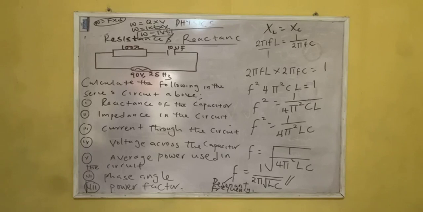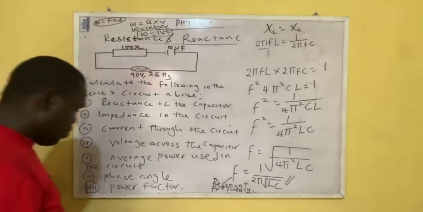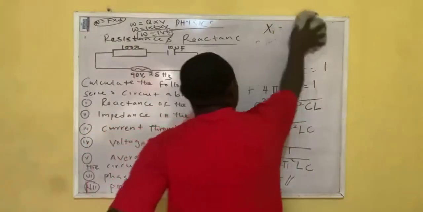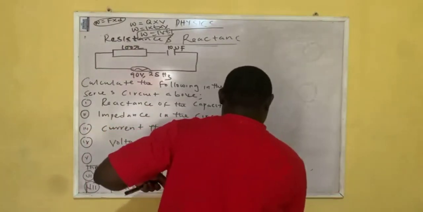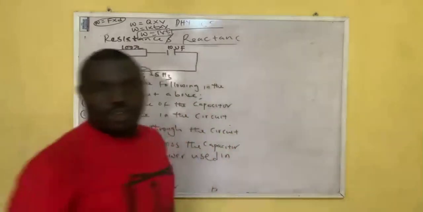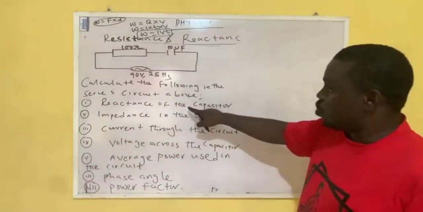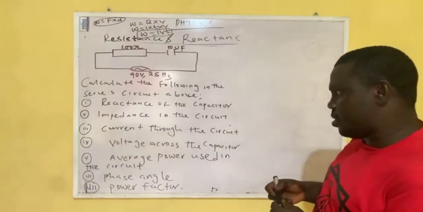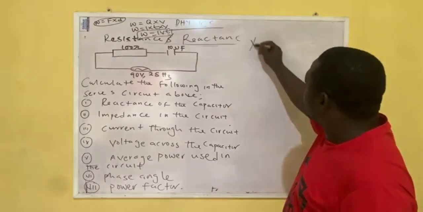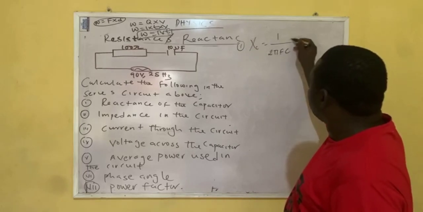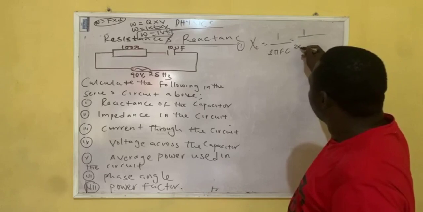So I might not solve everything for you. You might have to do some of them yourself. I've given you the formula, but I will just explain them, and then maybe you can tell me the answer. I didn't know I would stay this long in the teaching. So let's just do some of them quickly. We have reactance of the capacitor. I think that's talking about XC, that's 1 over 2 pi fC. Okay, I think this one is just straightforward.